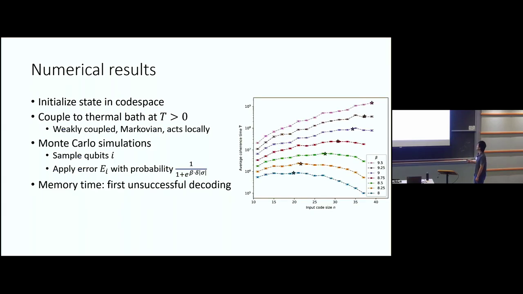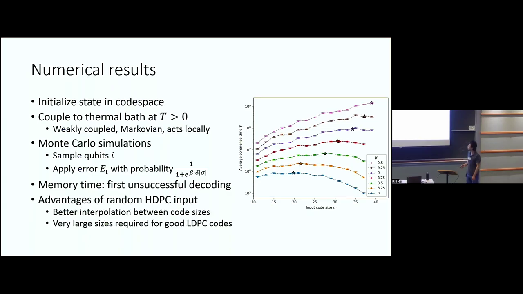And so this is the plot that we get. We're plotting the average lifetime against the input code size for different ranges of temperatures. We see that as we decrease the temperature, the memory lifetime increases up to a certain point. So that's consistent with partial self-correction.